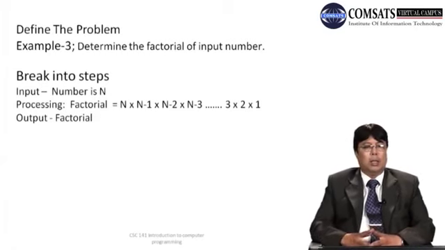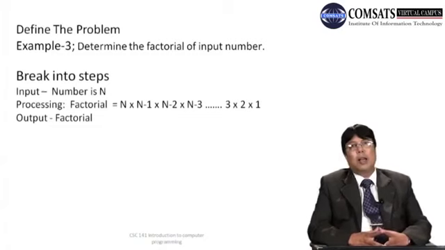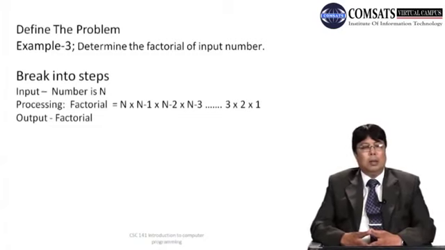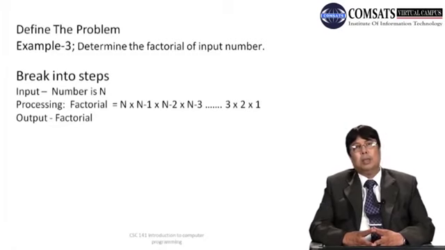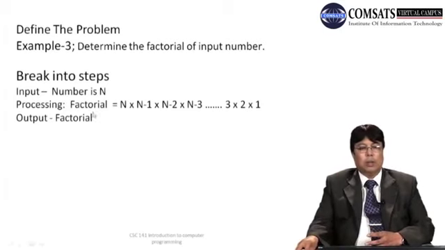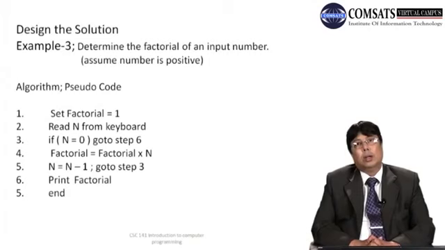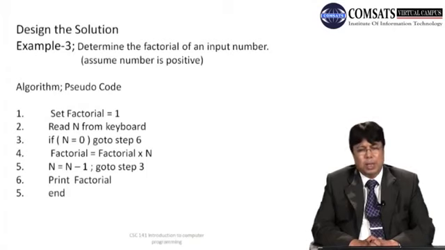So here we say that input number, once again a variable n, then processing, we defined another variable which we call a factorial. We say that factorial is equal to that equation, and then we say that output factorial. Now determine the factorial of an input number. Just to keep the algorithm simple, we assume that the number is positive.